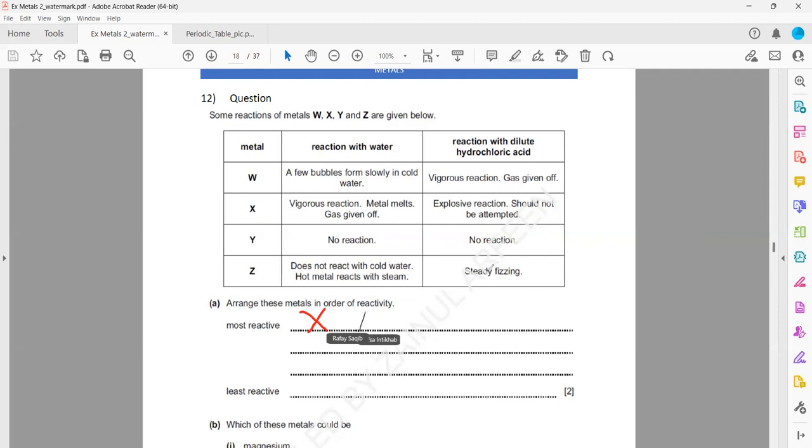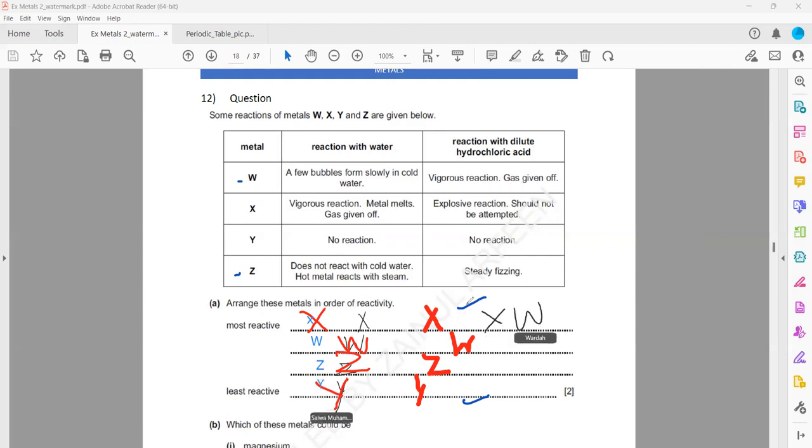Which is the most reactive? So from this order, we identify that X is the most reactive and Y should be the least reactive. That's right. And then we have to check between W and Z. When you check W with Z, few bubbles are there, so W is reacting more than Z. So it will be X, W, Z, and Y. You can write in a row as well, but because they provide the space, you have to write in the sequence.